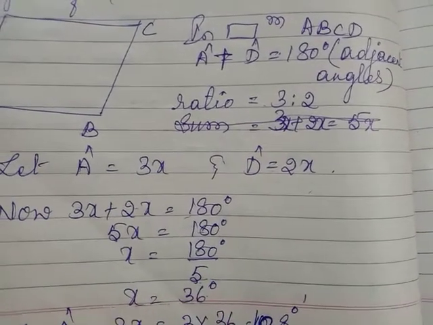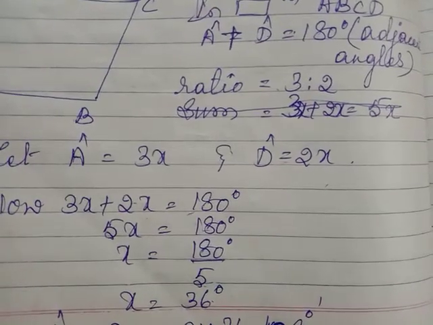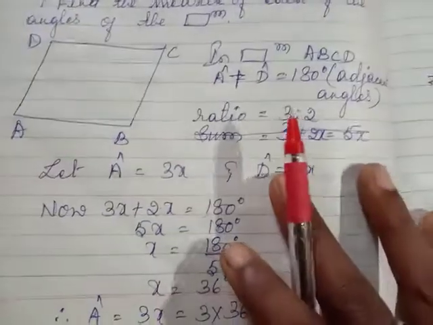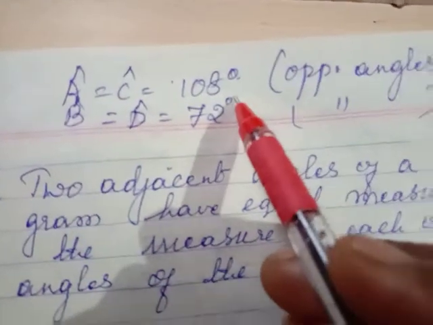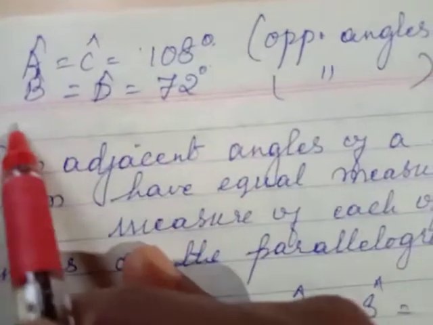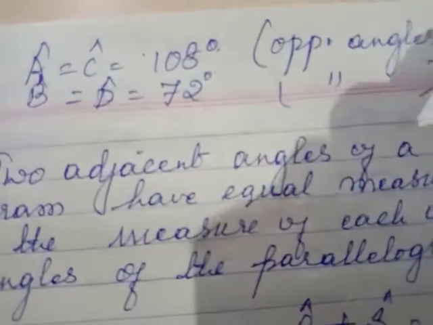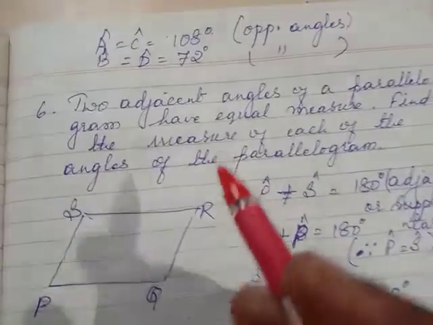Therefore angle A is equal to 3x, 3 into 36, 108. And angle D is equal to 2x, 2 into 36 is equal to 72. So all the angles we have to find out, is it not? So angle A is equal to angle C is equal to 108 degrees, since opposite angles are equal. Angle B is equal to angle D is equal to 72, same reason, opposite angles are equal. Okay. So this is the fifth answer.